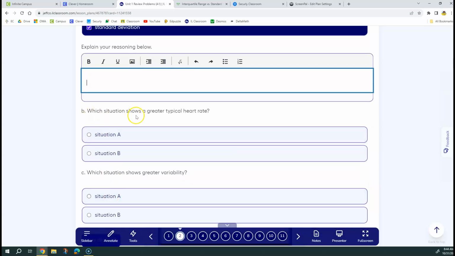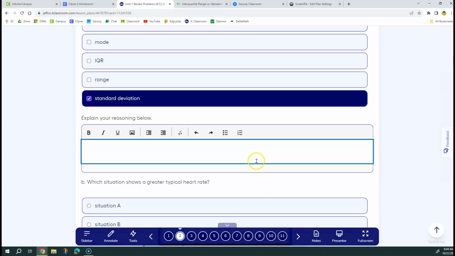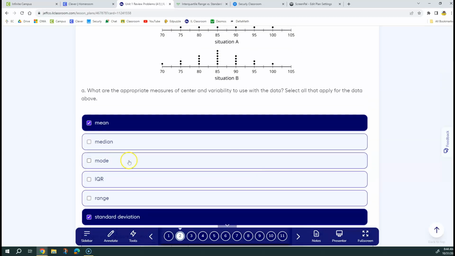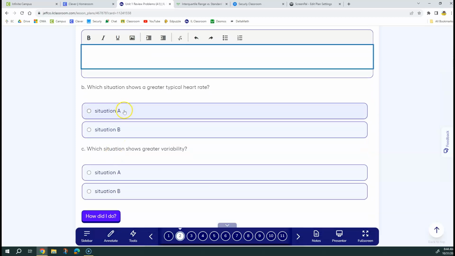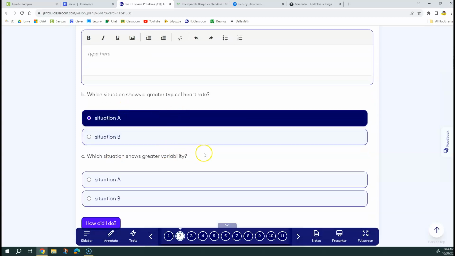Okay. Which situation shows a greater typical heart rate? So if we look over here, where are more of the dots falling in the bigger numbers? And if we look, and even if we did some counting and everything, it's looking like situation A has more dots. So that has the higher numbers, so that has the greater typical heart rate.